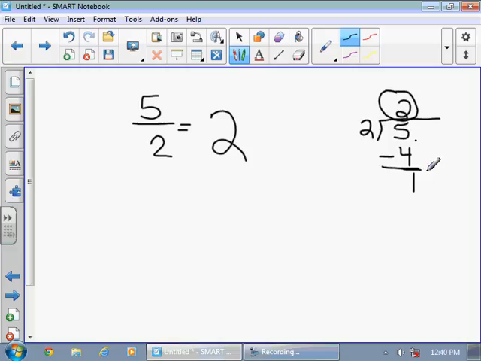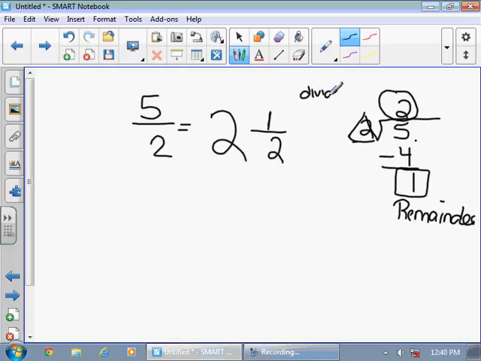This remainder, okay, he's the remainder, becomes your top number in your fraction. And the number you're dividing by becomes your bottom number. Okay? And I'm just kind of spelling those out.